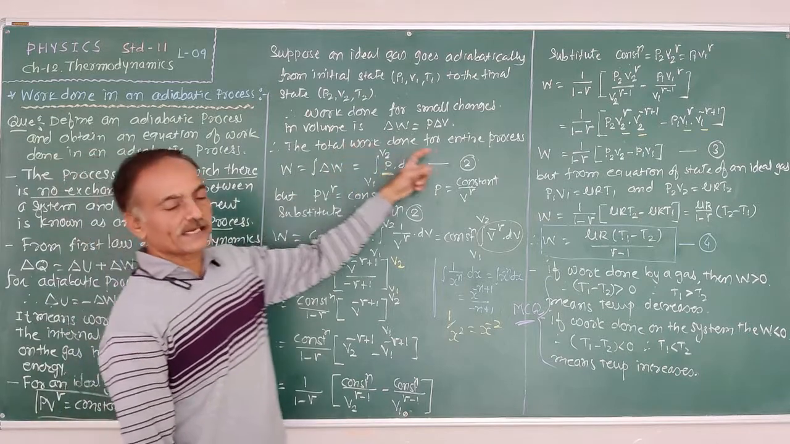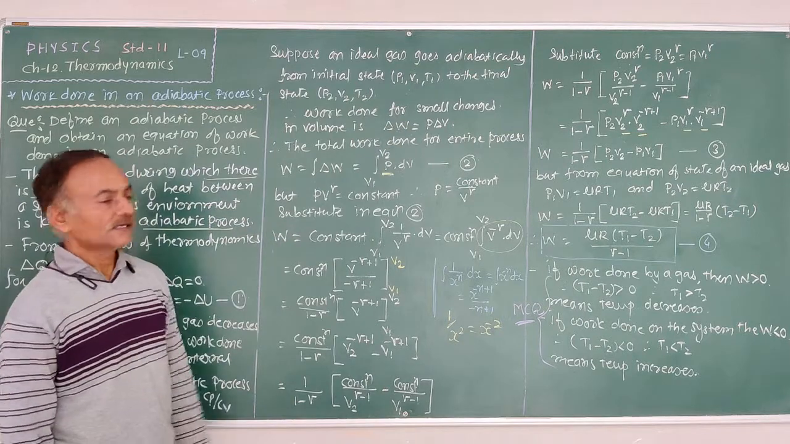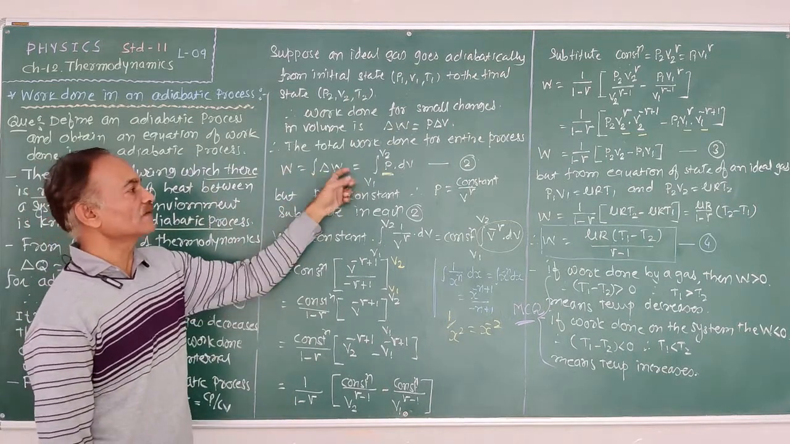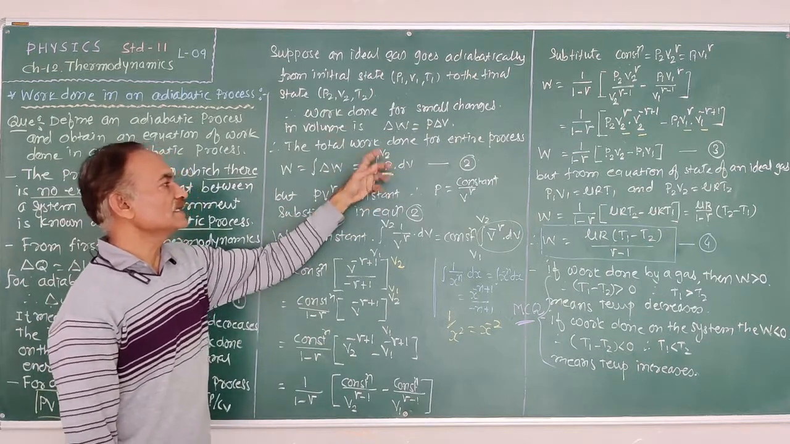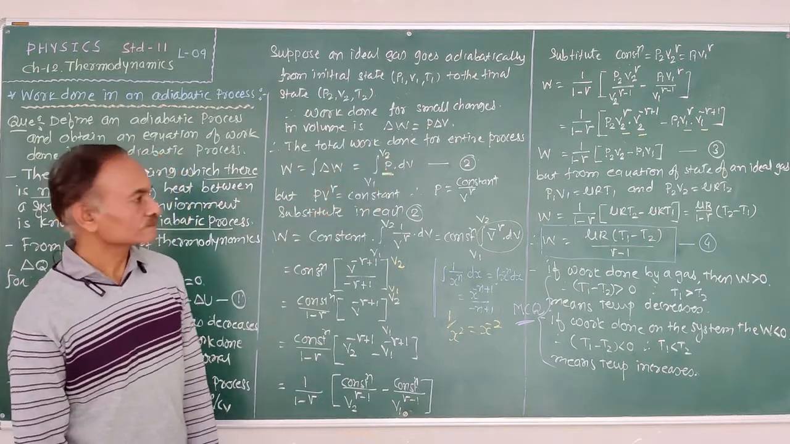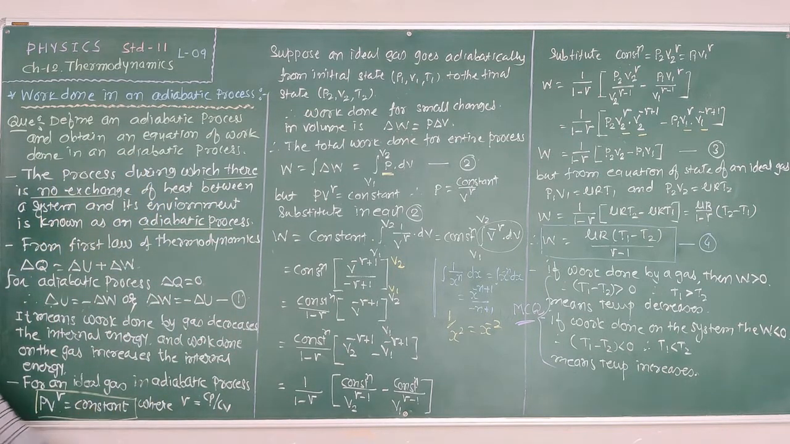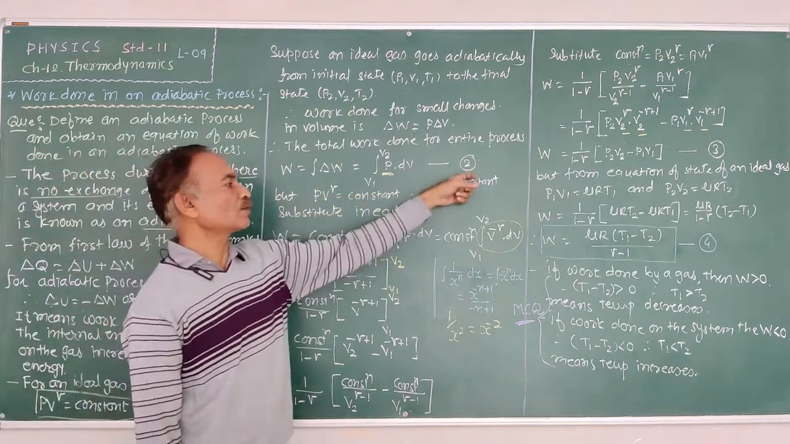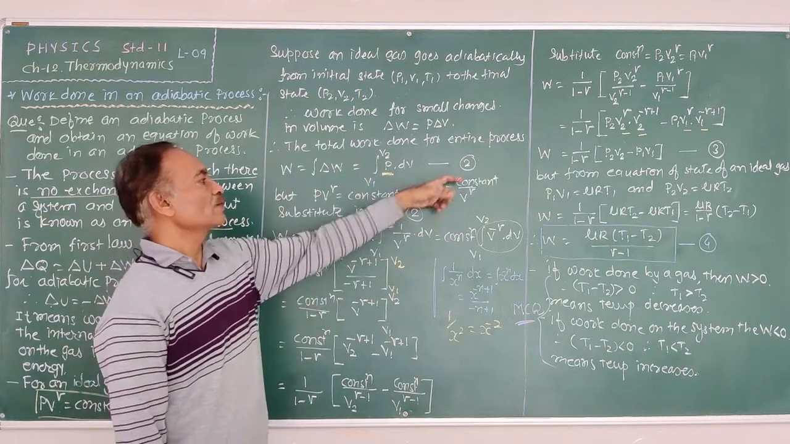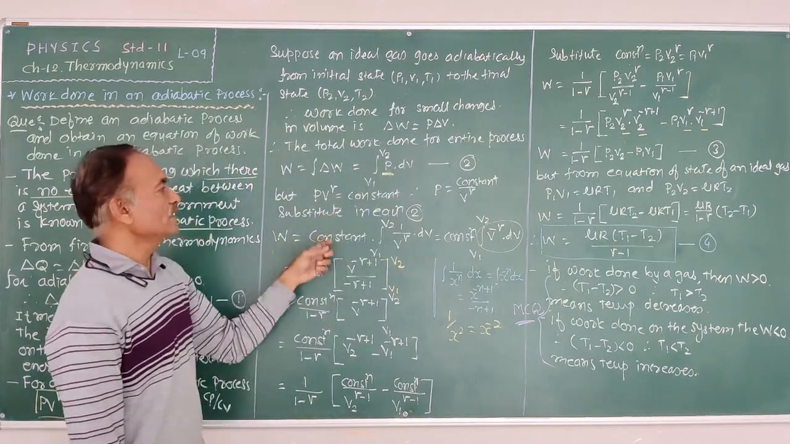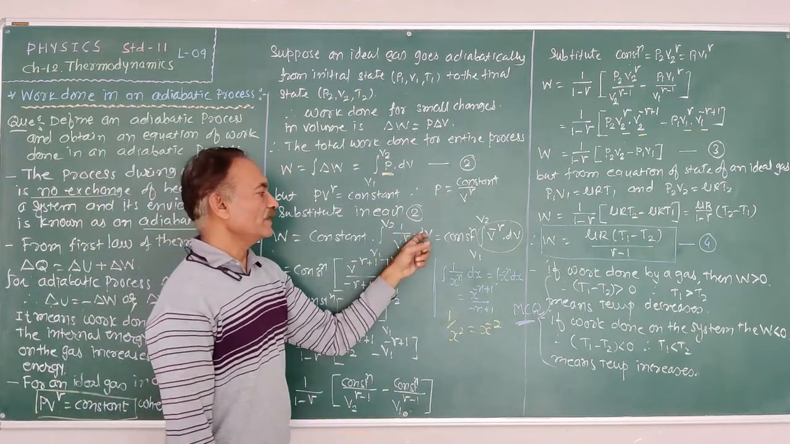Therefore, the total work done for the entire process is obtained by integration. Integration of delta W is equal to, substituting the value of delta W, integration of P dV, with volume changing from V1 to V2. But for the adiabatic process, PV to the power gamma is equal to constant. Therefore, P is equal to constant upon V to the power gamma. Substituting here, the constant is taken out. Therefore, W is equal to constant into the integration from V1 to V2 of 1 upon V to the power gamma into dV.